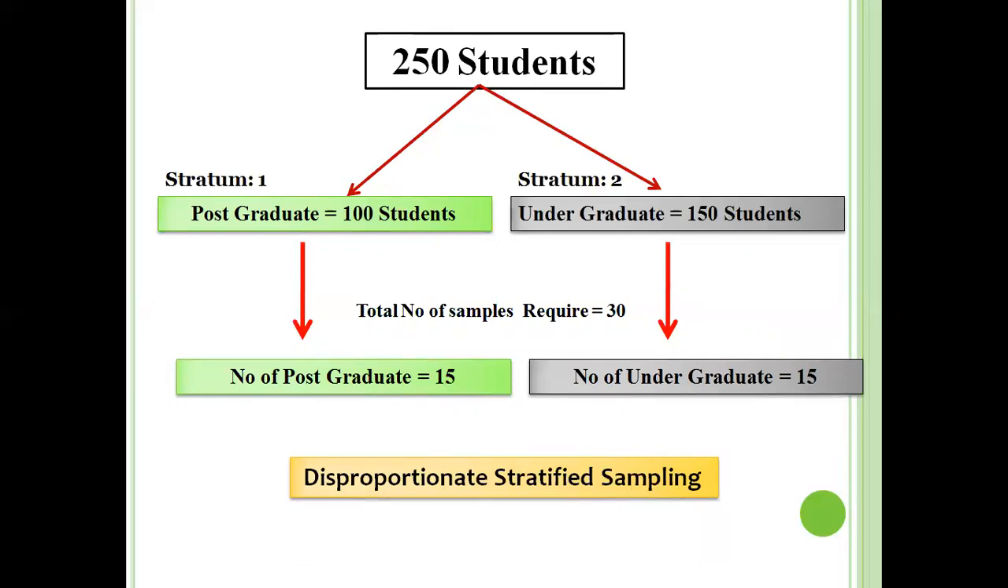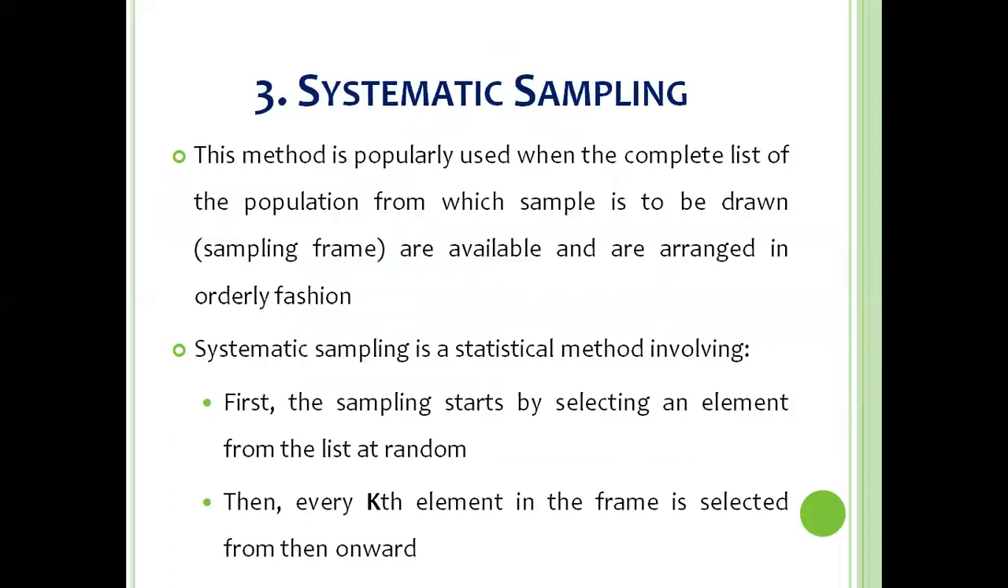Now, if you talk about disproportionate stratified sampling, the number of samples collected from each strata is equal, irrespective of how the strata is distributed in the population. So in this case, we say 30. We are not concerned about the number of students. We just take, let's take 15 and 15 from each strata. So this is what is known as disproportionate stratified sampling.